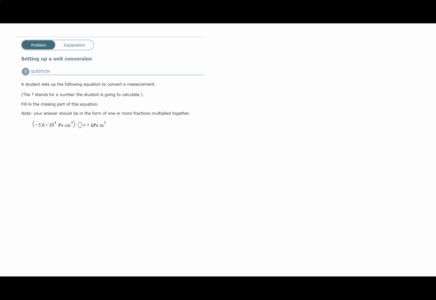Okay, so this one is about setting up a unit conversion, and it's the same deal. It says a student sets up the following equation to convert a measurement. Fill in the missing part of this equation, and then it gives you a little hint. It says, note your answer should be in the form of one or more fractions multiplied together. And so you are not expected to mathematically solve this. You're just meant to put in the missing conversion factors.